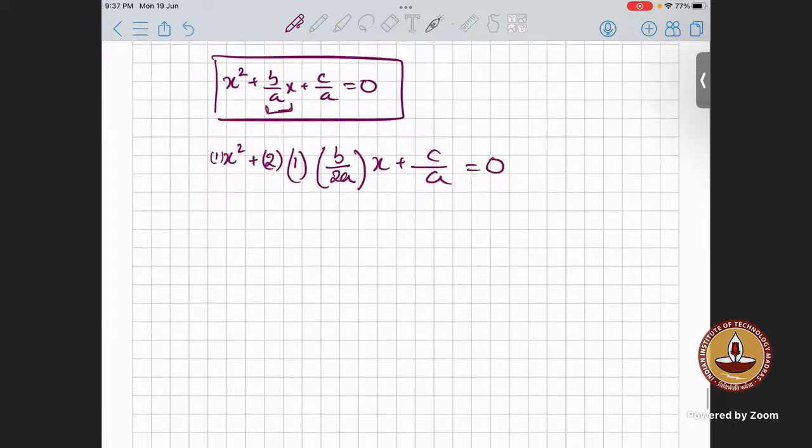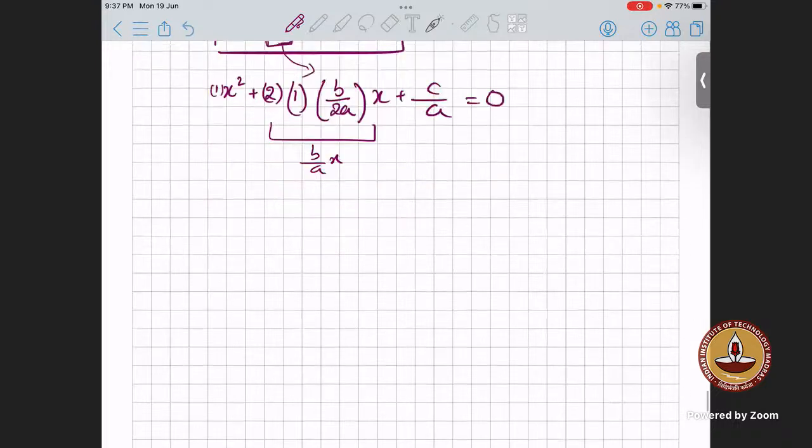Look at this very carefully. This whole term is b by a x. Agree? Are you getting the point? I just rewrote this. Clear? Clear for everyone? This is the main confusing part.